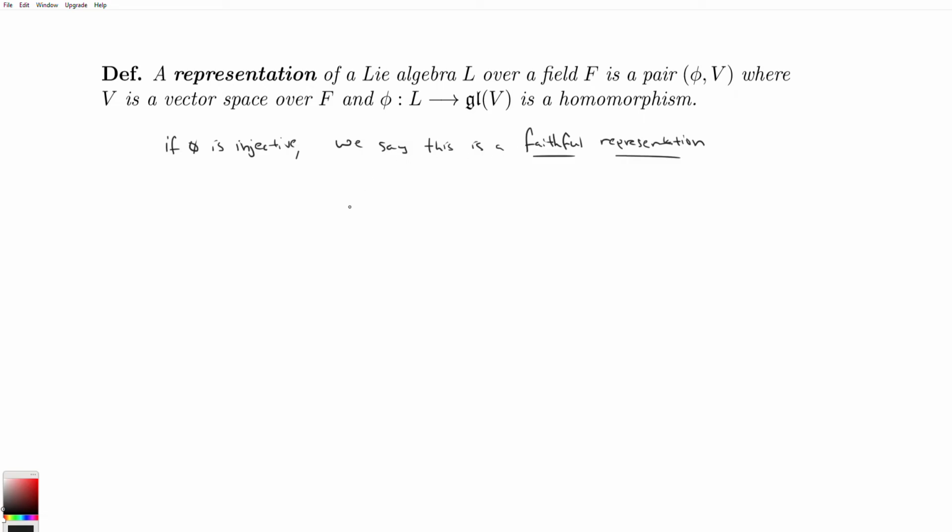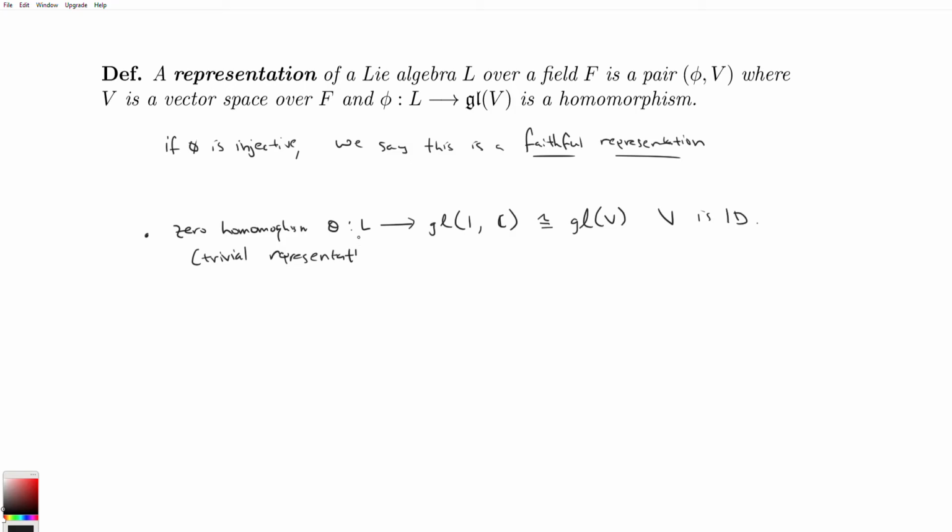We already saw an example with the zero homomorphism earlier. The zero homomorphism theta, which goes from L to, in this case, the complex numbers, right? And the complex numbers can be thought of as GL_1(C), the GL of V, where V is a one-dimensional vector space. Okay, so that's why that's a representation, sorry, and it's called the trivial representation. And it's called a trivial representation because, well, it's trivial.